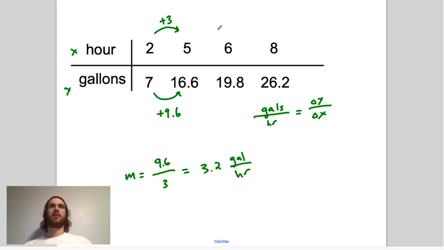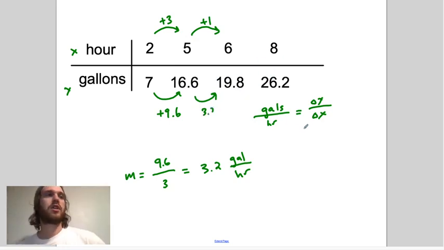And if you check here, this is a 1 hour increase, and you've gone up by, you guessed it, 3.2. And this one is a 2 hour increase, and you go up by 6.4. So you can check that on your own.